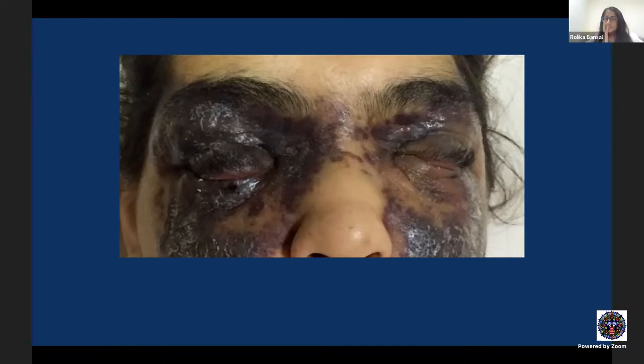Is the patient immunocompromised? Is the patient immunocompetent or compromised? Immunocompetent. Young patient, she was in her 30s. She was from Afghanistan. Can it be a diffuse VLM, sir?